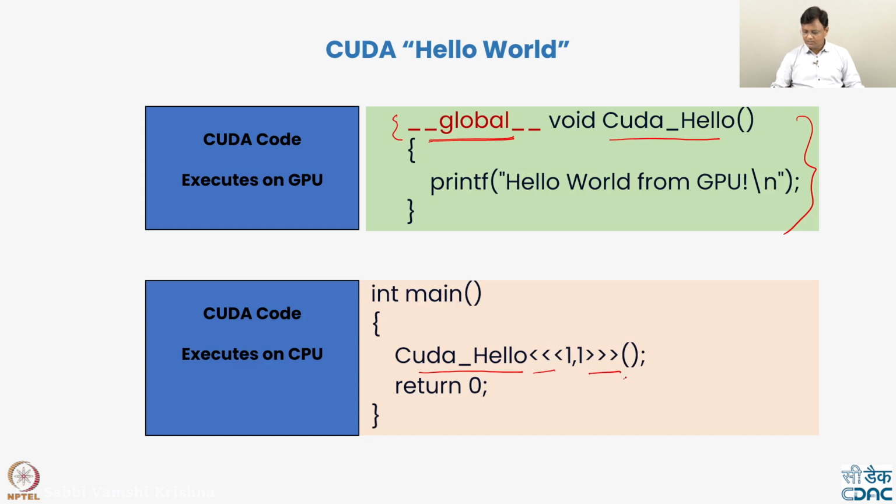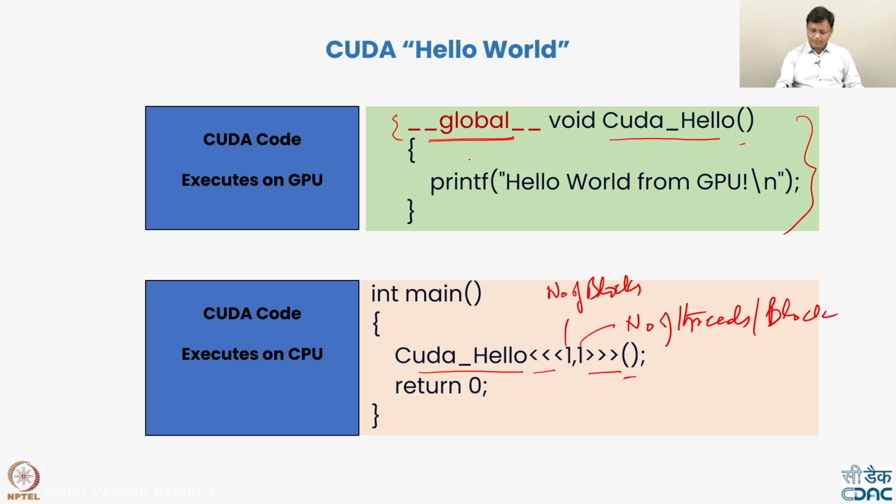In these brackets we have to pass the input, but in my function I have not passed any inputs here. So, it is blank. And this 1 and 1 indicates the number of blocks, and the number of threads per block to be launched on the GPU.